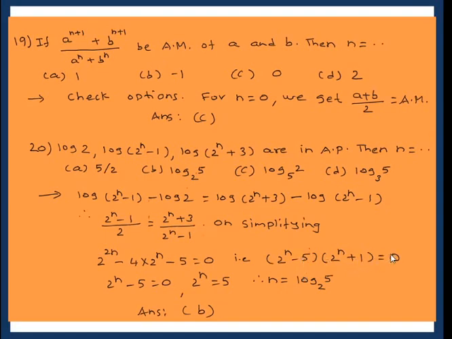This cannot be 0 because that gives me 2 raised to n equal to minus 1. Absurd. 2 raised to n can never be minus 1. So 2 raised to n minus 5 equal to 0. That is 2 raised to n equal to 5. Now index n is defined as logarithm of 5 to the base 2. So the correct option is B, Bombay.